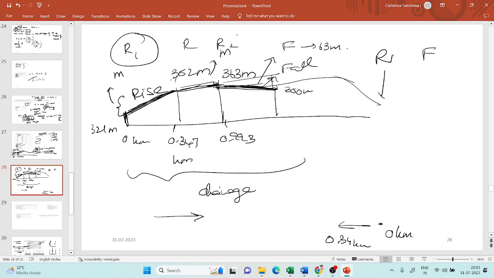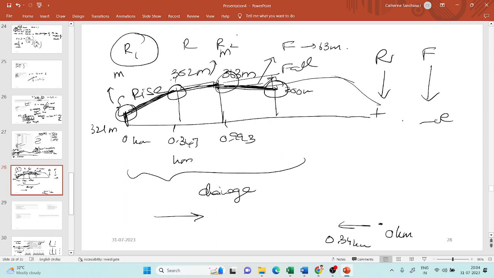Now you will add up all the rises, you will add up all the falls. This will be positive because rise is always positive, right? So rise means it is increasing. So this difference you have to find out, 352 minus 321. So this is positive, rise is always positive. Now fall, it will be 300 minus 363, so it will be negative.